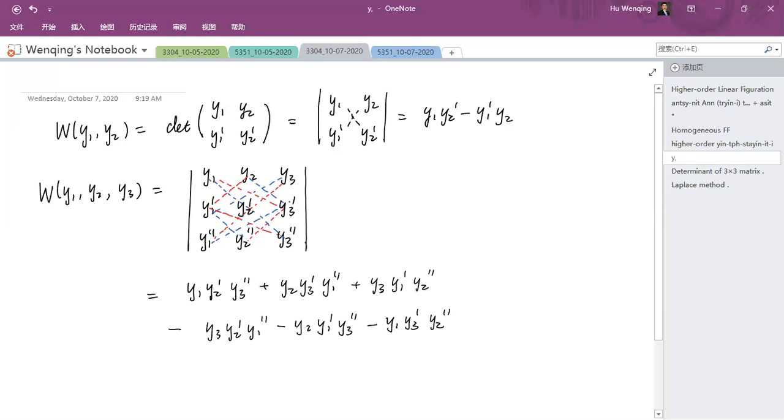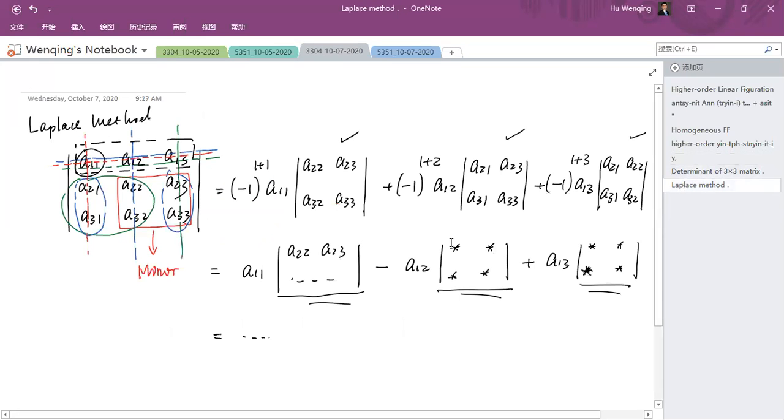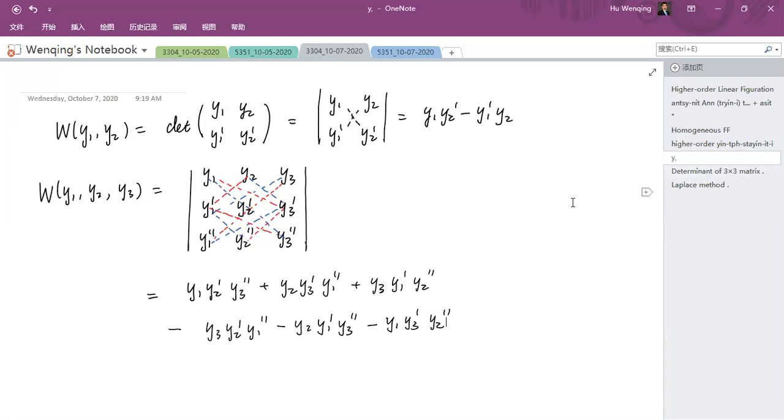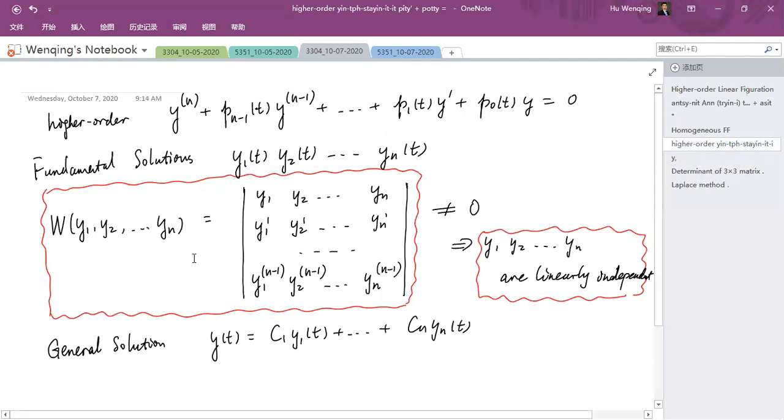So that's going to be the point here. So you can actually calculate this Wronskian as a determinant of 3 by 3 matrices. If you're interested, you can also use the Laplace expansion and see how this Wronskian can be calculated. So that settles our first problem, which is about how this multi-dimensional Wronskian can be calculated.